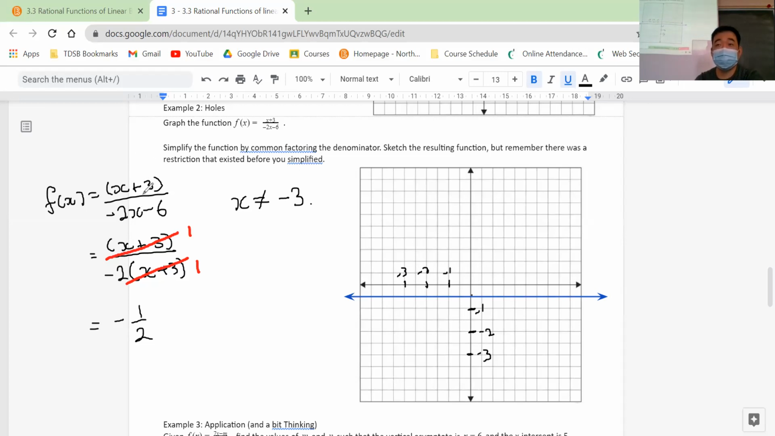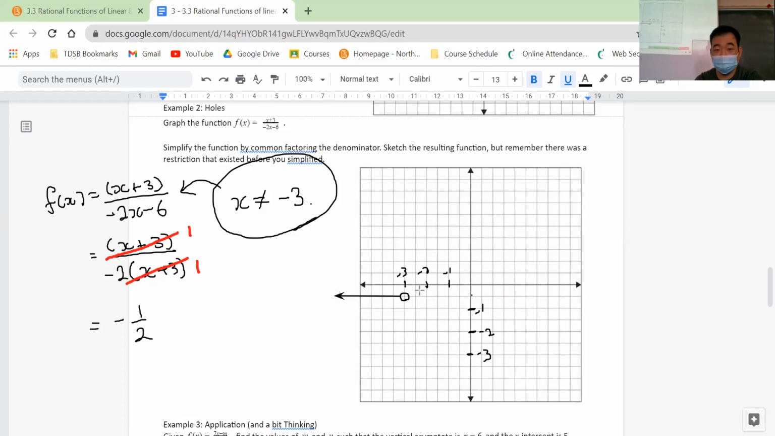So this function, yes, it could have asymptotes. Yes, it could have vertical, horizontal. It could have an x-intercept. It could have a whole bunch of stuff. But when we divide it all out, we realize it doesn't need any of that. It's essentially going to look exactly like a horizontal line. But because the original function had a restriction, we still need to respect that. We still need to show that it exists. So we do that by drawing a hole at negative 3.